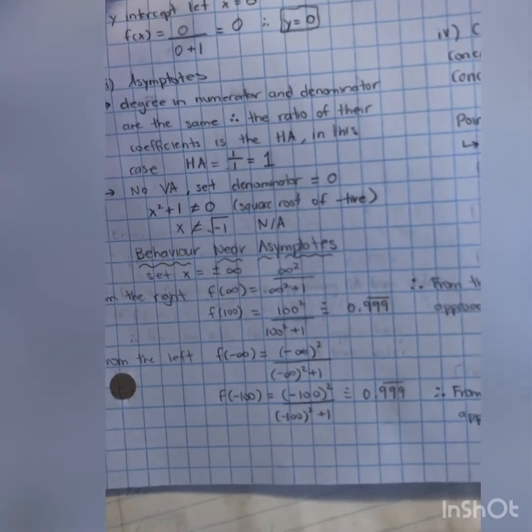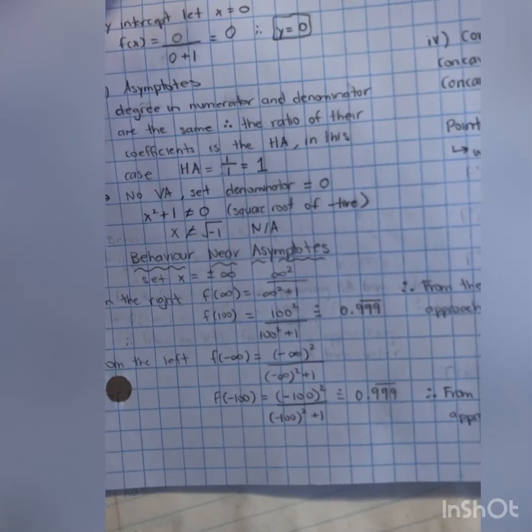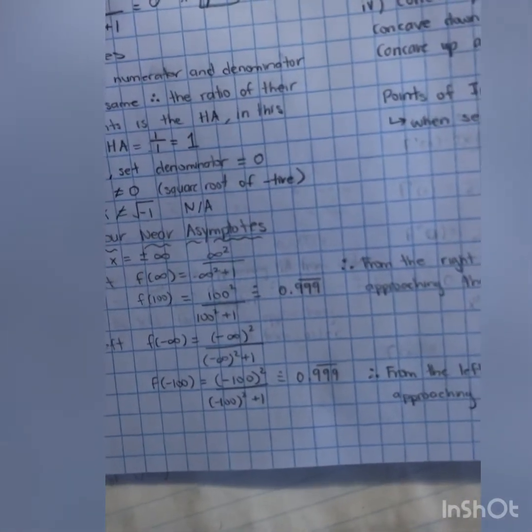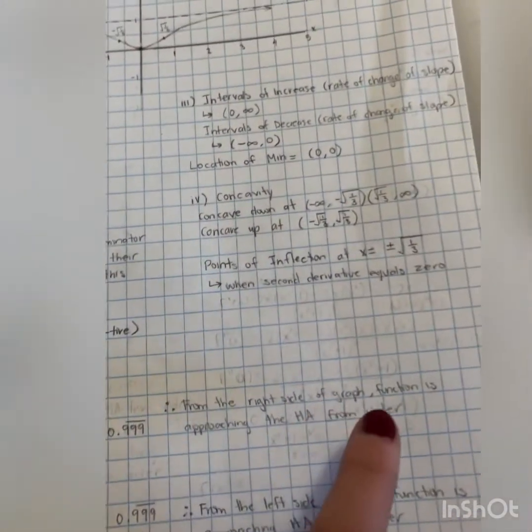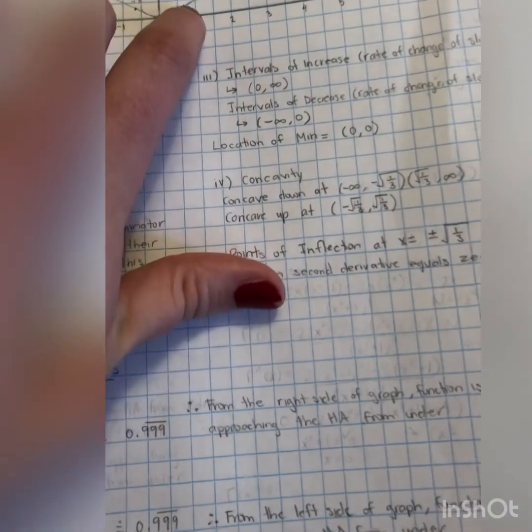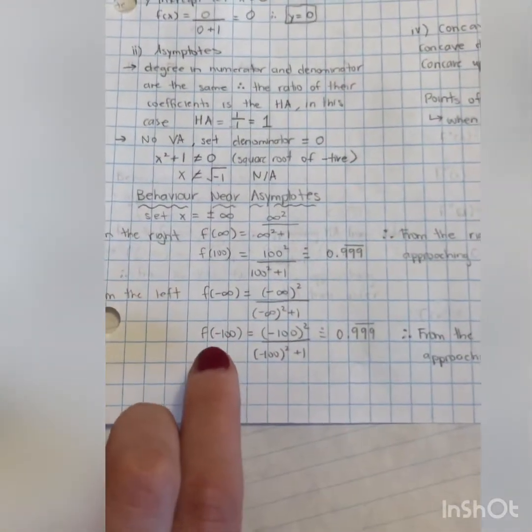And I put that back into my original function, so I did 100 squared over 100 squared plus 1, which gave me approximately 0.9999 repeating. So from the right side, we know that 0.99 is right under the horizontal asymptote. So it's right under, which means that from the right side of the graph, the function is approaching the horizontal asymptote from under.